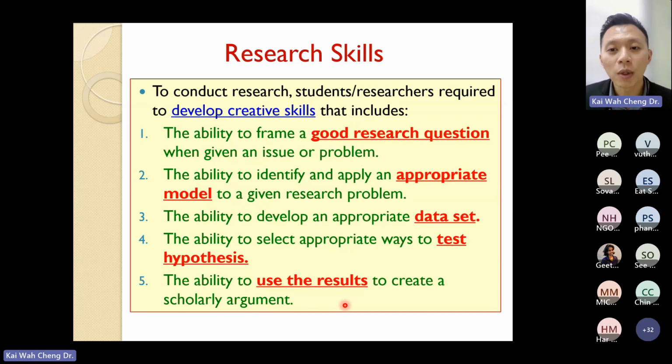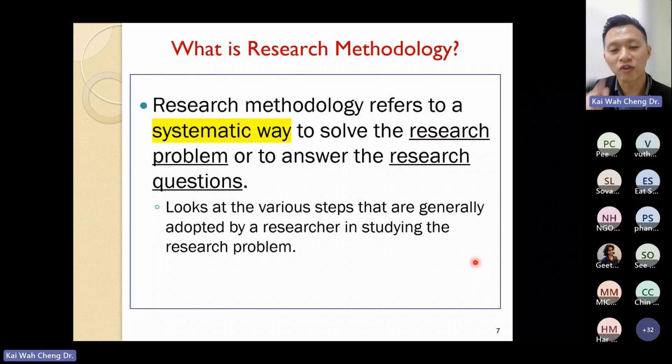So I hope this slide can create an alert or awareness among you and me whenever we want to conduct research. So basically this is the introduction part for our training this afternoon. And now, we have one more.